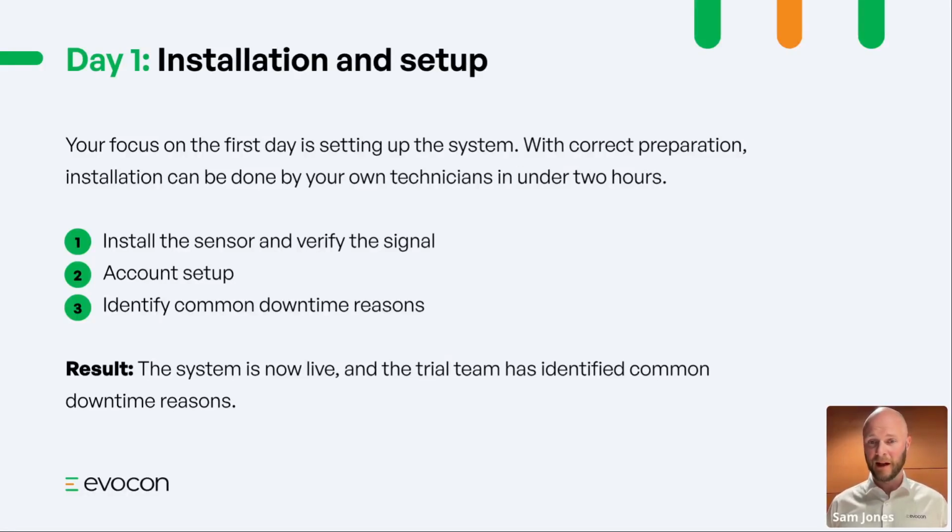Then it's about setting up your account, so adding users and starting to configure some of the settings in Evocon. The system out of the box does come with some standard configuration, but it's important to configure that to your own production environment. So one of the main things we want to focus on first is adding your known downtime reasons for the production asset that we're going to be monitoring.